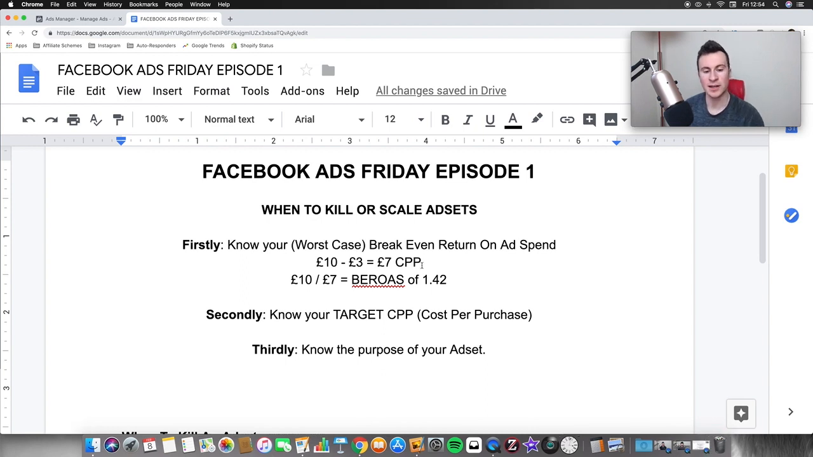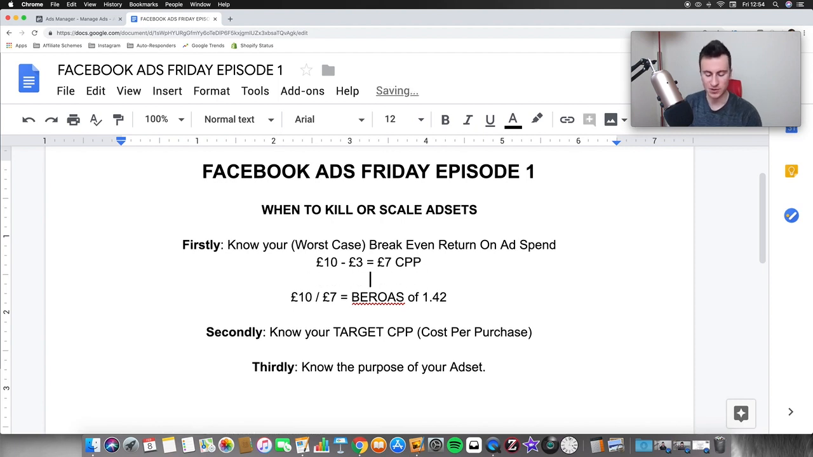The way we work this out is we start with the price at which we're selling the product for, we subtract the cost of the product to us, including shipping, and that leaves us with essentially how much we can afford to spend per purchase on Facebook. In fact, it's not very clear, so what I'll do is write it out just so it's easier to follow along.